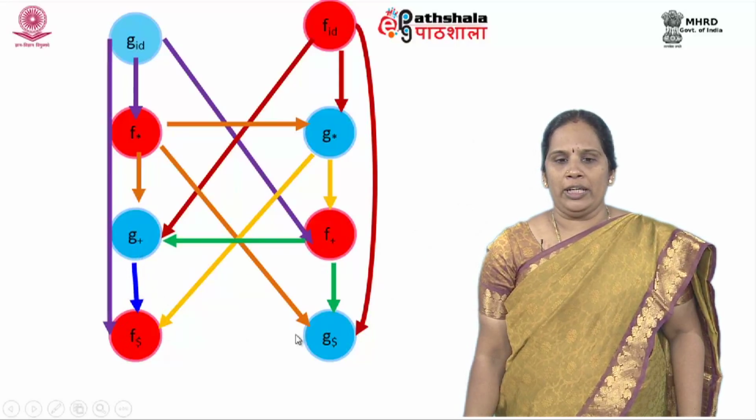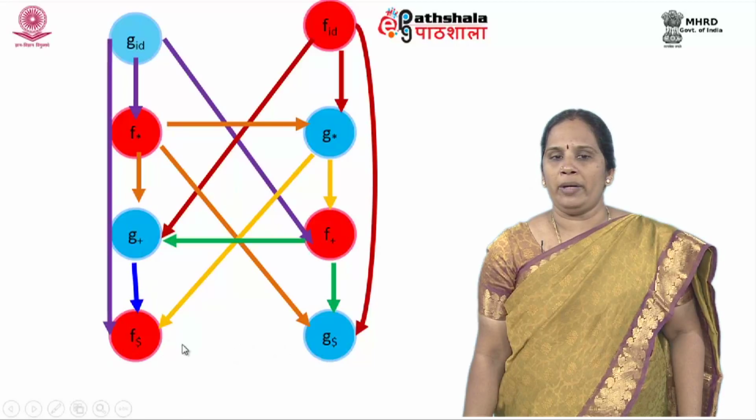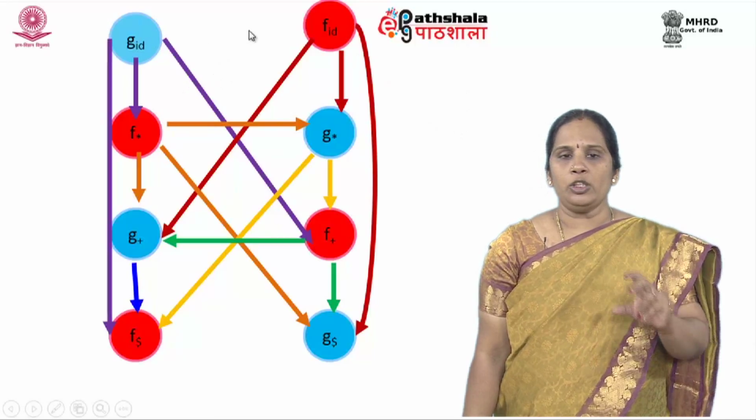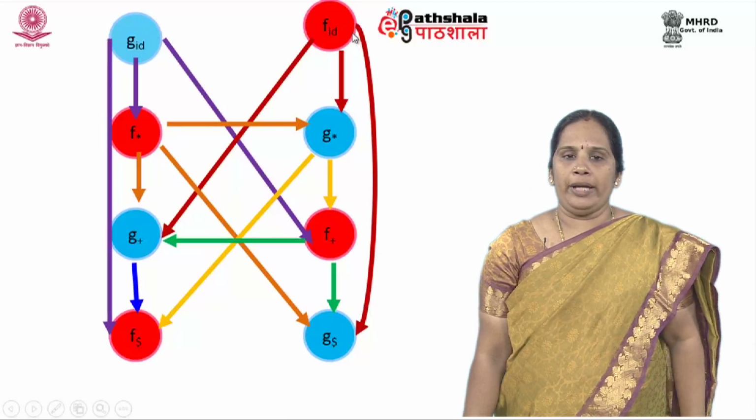From F dollar to G dollar, there is no relationship at all. This is your terminating condition. Similarly, here from G ID to F ID, there is no terminating condition. There is no relationship at all, so you basically have no edge between these.